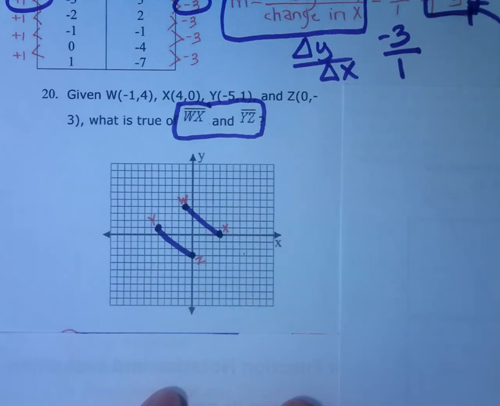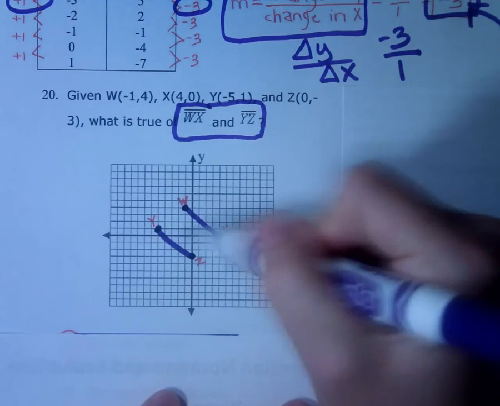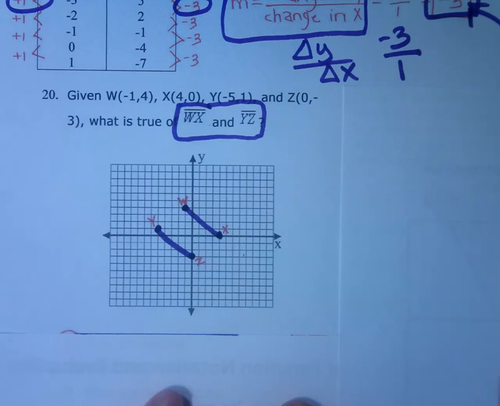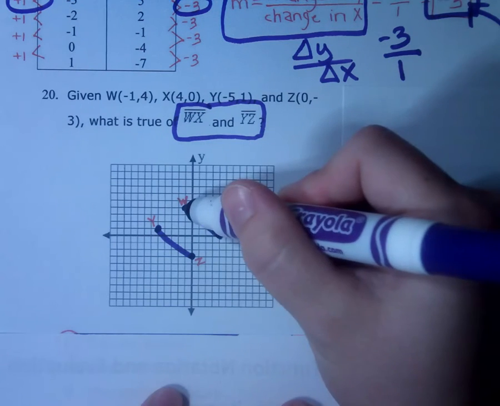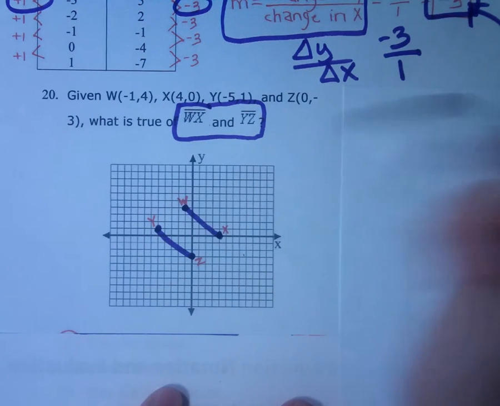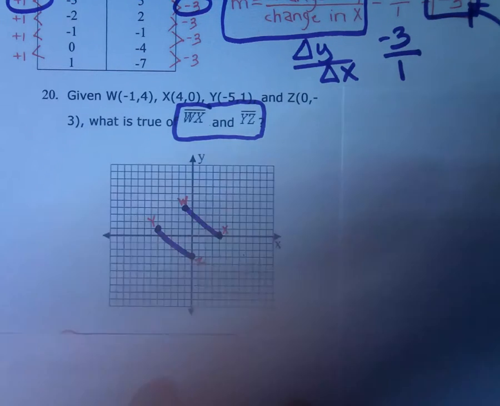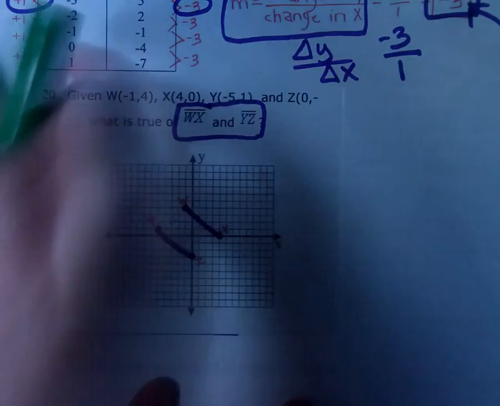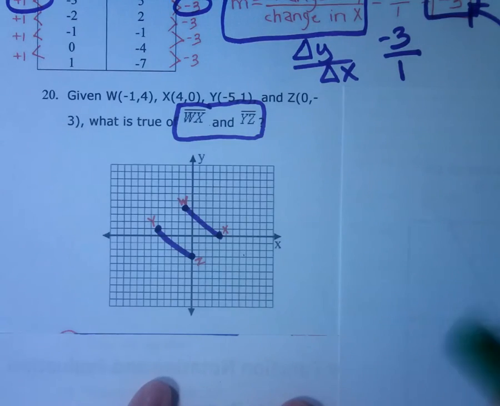Now you could kind of eyeball this and guess, but I want to know for certain. So if these lines are truly parallel, which it looks like they are, they should have the same slope. So I could figure out what the ordered pairs are and use my formula y2 minus y1 over x2 minus x1, or I could simply count rise over run like we did earlier. And that's faster, so that's what I'm going to do.